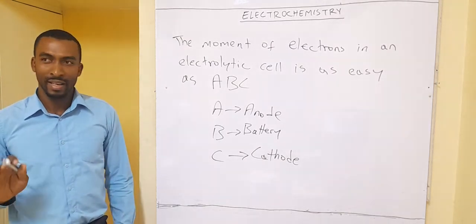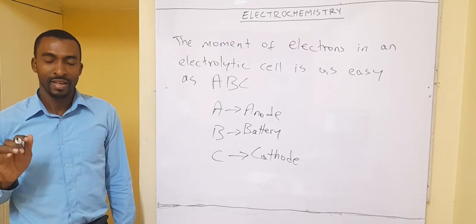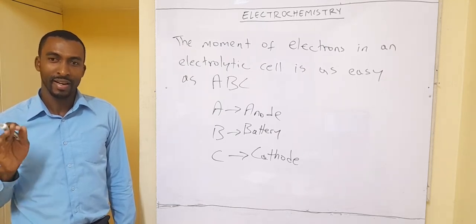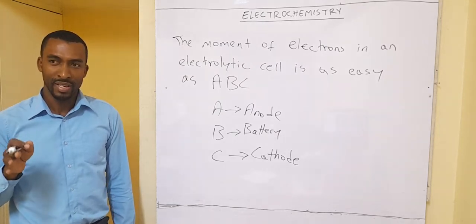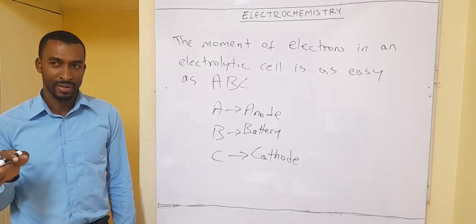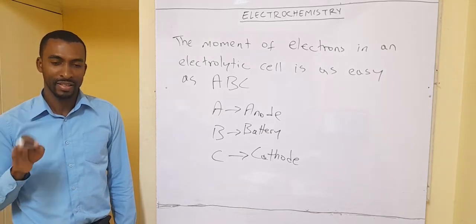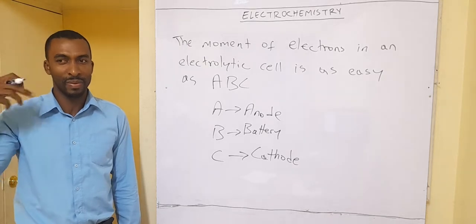The movement of electrons in an electrolytic cell is as easy as ABC, where A is for the anode, B is for the battery, and C is for the cathode. Clear? It's not something to write in the exam, it's something for you to remember when we are drawing these cells.